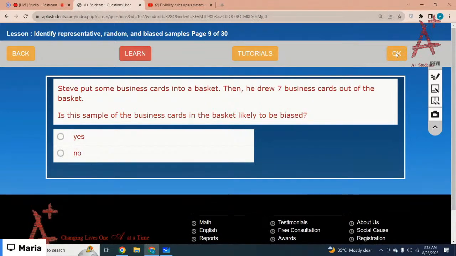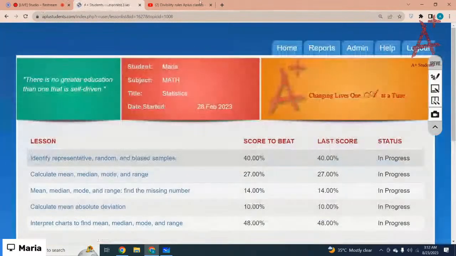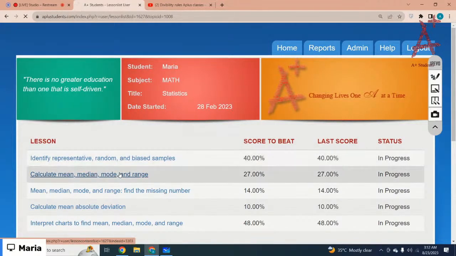Okay, you can complete the lesson by yourself later today. Let me just start with the next lesson. If you need more help with the lesson, you can contact any tutor on Skype. They are available from Monday to Friday, 5 to 9. The next lesson is calculate mean, median, mode, and range.